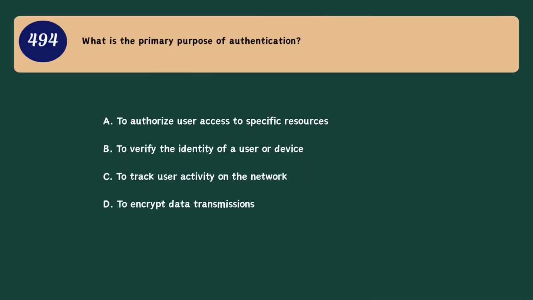Question 494. What is the primary purpose of authentication? A. To authorize user access to specific resources. B. To verify the identity of a user or device. C. To track user activity on the network. D. To encrypt data transmissions.